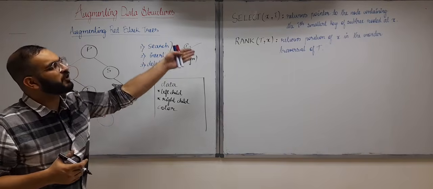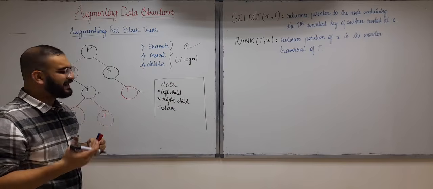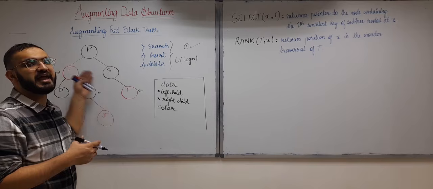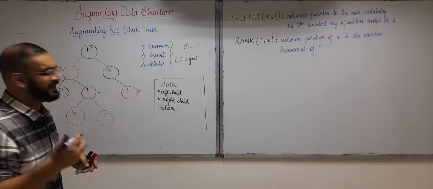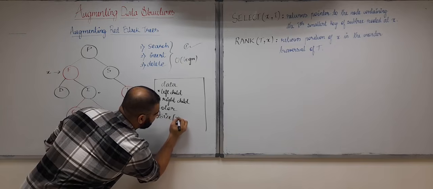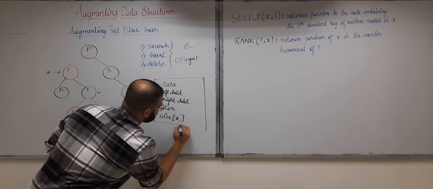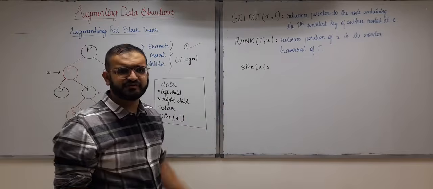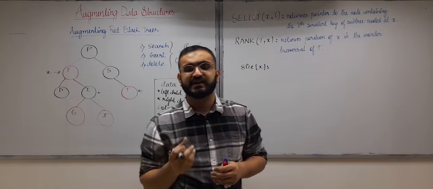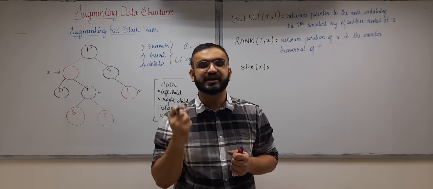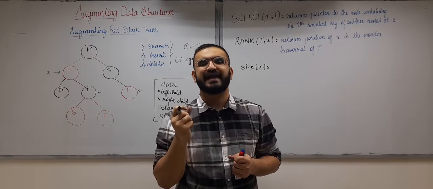But in order to perform these two operations as well, I have to store some additional information in each and every node of the red black tree. And that additional information will be size of x, okay? That will be size of any node x. So what is size of x? So size of x is actually the total number of nodes in the subtree rooted at x.